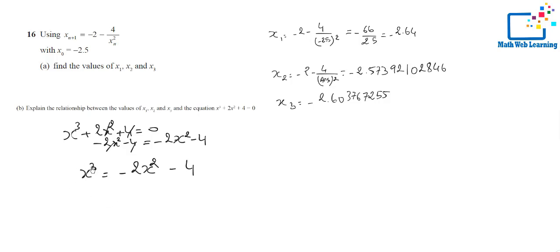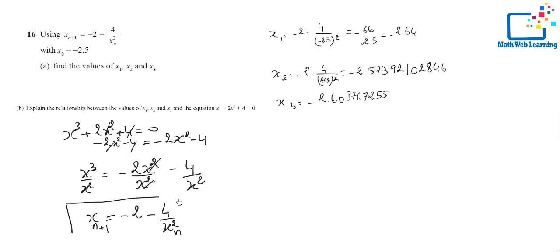Now I need to get to x. So instead of doing the cube root, I'm going to divide by x squared, here and here. That will give me x, and you see the x squared will eliminate, so I'll be left with minus 2, and here I'm going to have minus 4 over x squared, which is similar to that one. So all I have to do now is put n here and n plus 1 here, and that will give us the iteration formula we want.